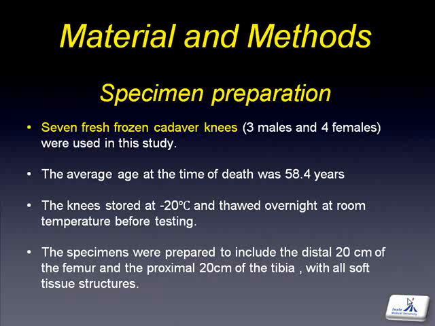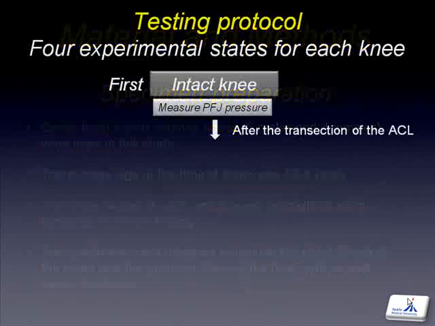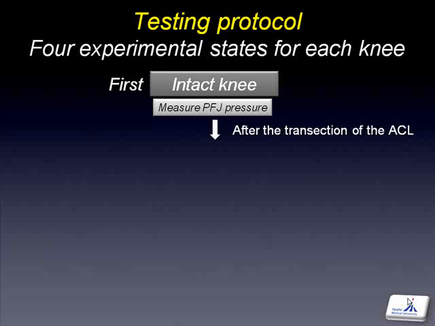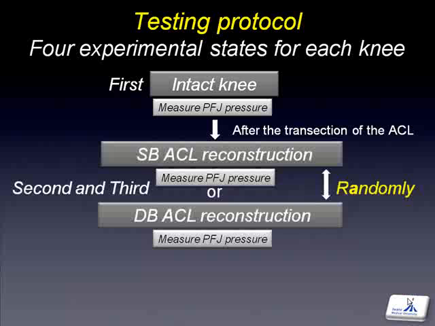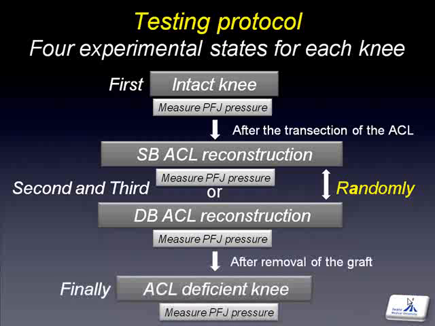We used human cadavers in this study. We tested 4 experimental statuses for each specimen. First, the knee was tested with ACL intact. After ACL transection, both reconstructions were performed and were tested again after reconstruction. Finally, ACL deficient knees were tested.